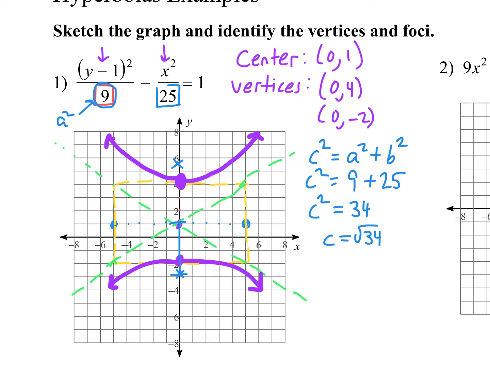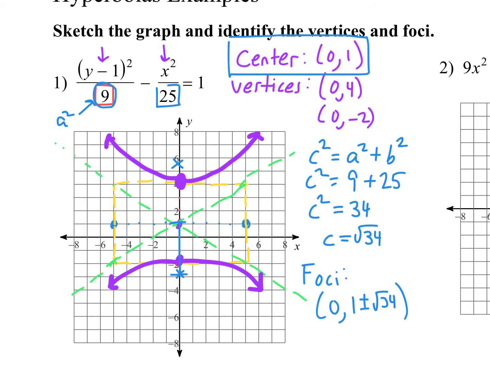Okay, so let's think of the square root of 34 as just a little bit less than 6. So the coordinates of the foci are going to be from the center now. They're up and down. They're above and below the center. So we will be adding and subtracting from the y value of the center the square root of 34. Okay, that'll give you those.